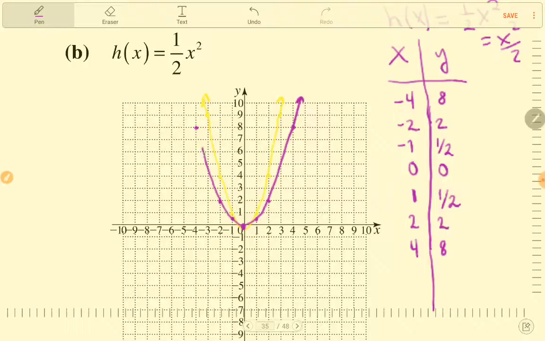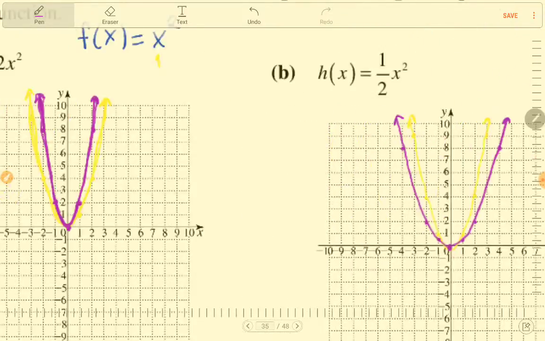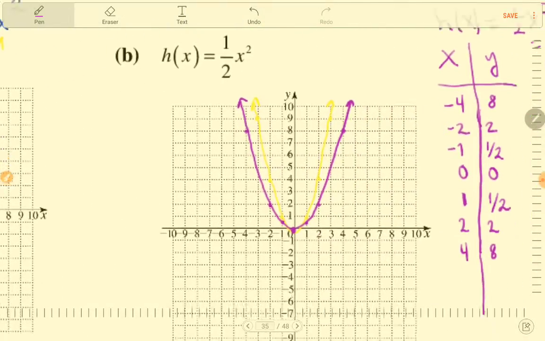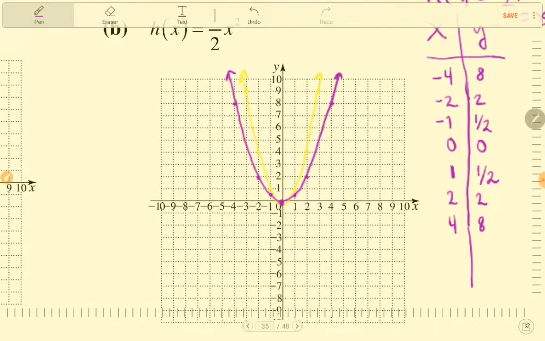And you can see that now it is wider. It has been what we call compressed. Or you might say that it was stretched horizontally that time. So for g of x, you could think it was pulled. If you imagine a rubber band with a tack in it right at the origin, you could imagine that the rubber band was stretched upward. For h of x, you could imagine that the rubber band was stretched wide.